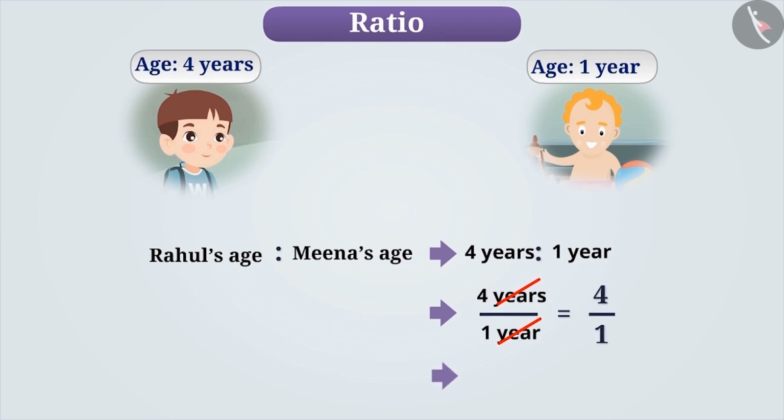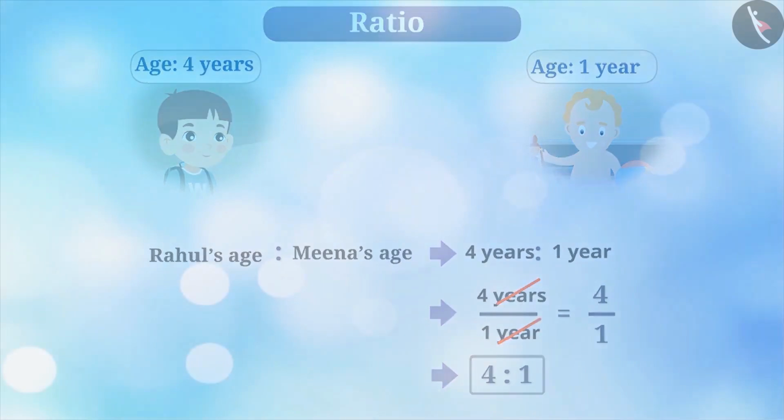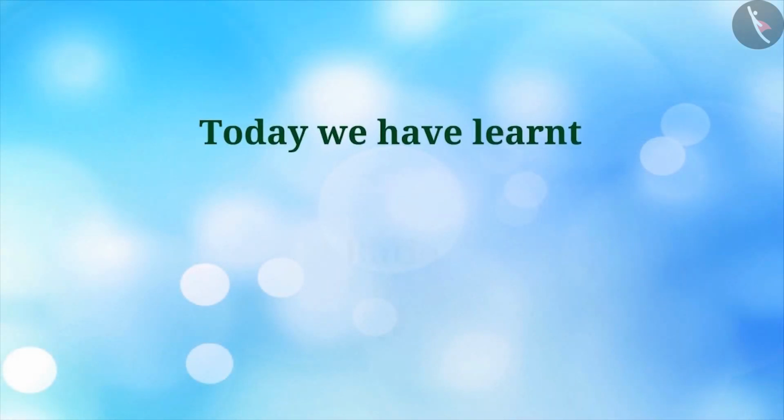It can be represented in ratio as 4:1. That is why there are no units for any ratio. Now you must have understood the concept of ratio very well. Today, we have learned about ratio. In the next video, we will learn it better with some examples.